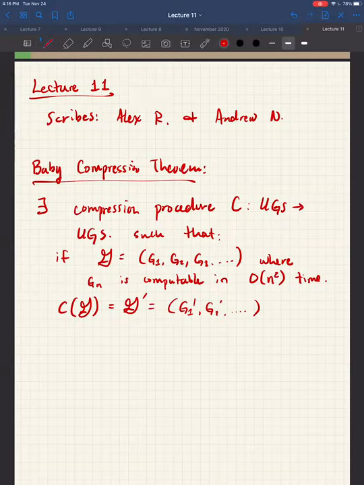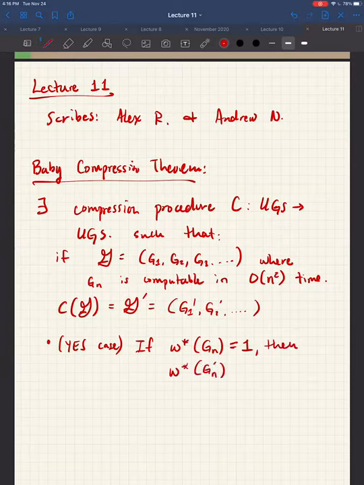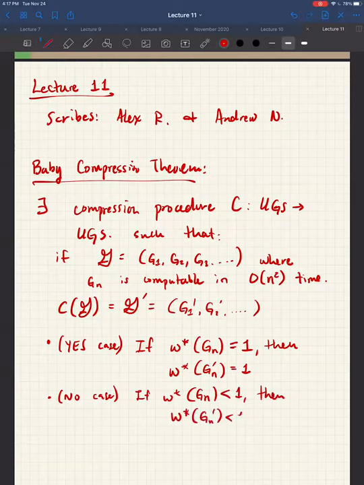So what's the relationship between the G primes and the original Gs? Well, we have what we call the yes case. If the quantum value of the original game Gn is equal to 1, then this compressed game, Gn prime, also has value 1. Before we went from n to n plus 1, but here we're just going to keep it n between G and G prime. And in the no case, if omega star of Gn is less than 1, then the compressed game also has value that's less than 1.